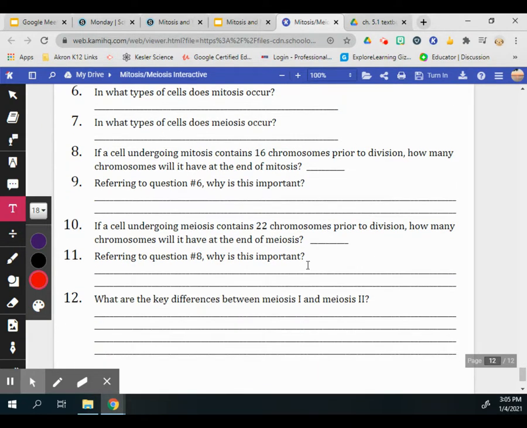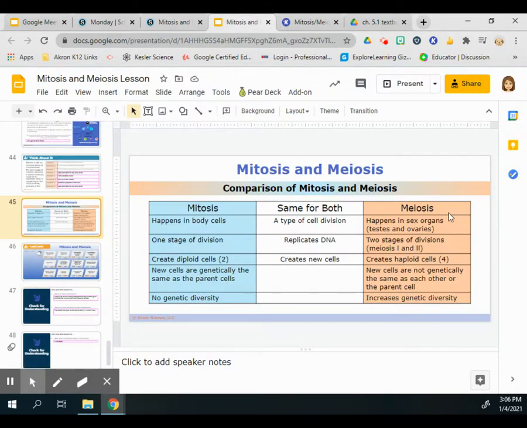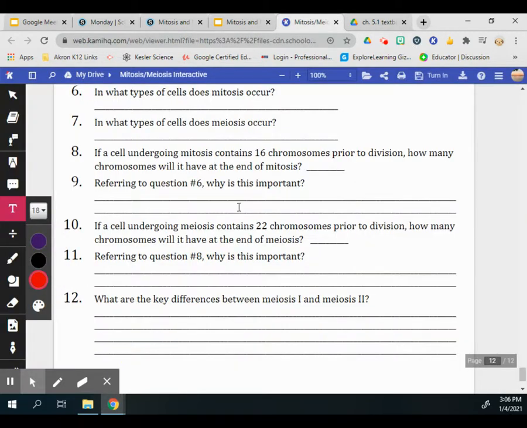Then question 10, it says if a cell is undergoing meiosis and it contains 22 chromosomes prior to division, before it divides, how many chromosomes will it have at the end of meiosis? Well, meiosis, remember, is creating sex cells. They're creating haploid cells, which means they're going to have half the amount of DNA, half the number of chromosomes. So hopefully that helps you. You can figure out 22 divided in half. You'll write down your number of chromosomes at the end of meiosis.